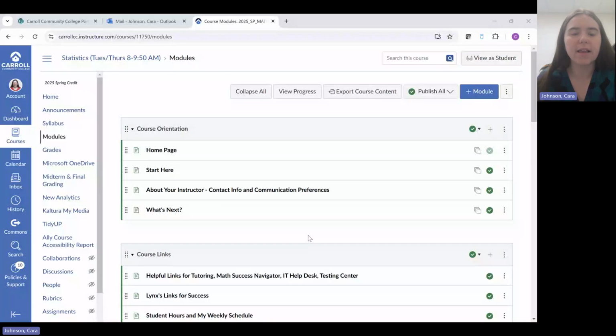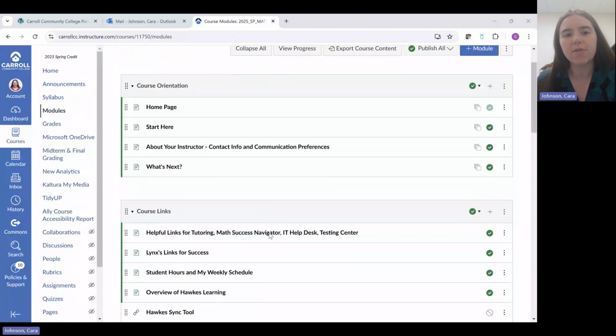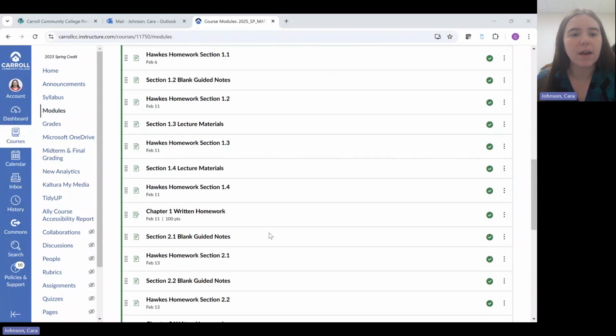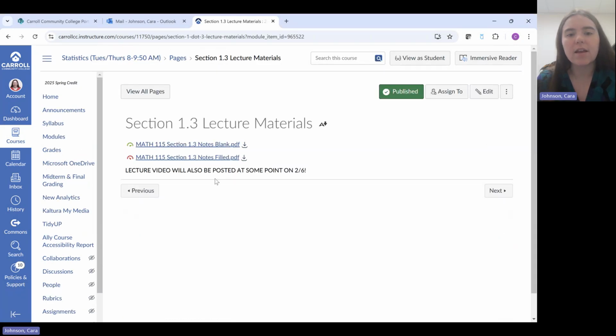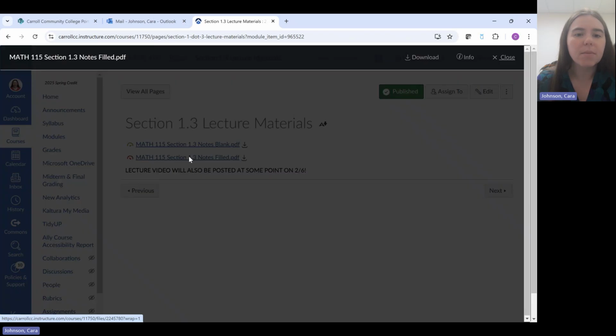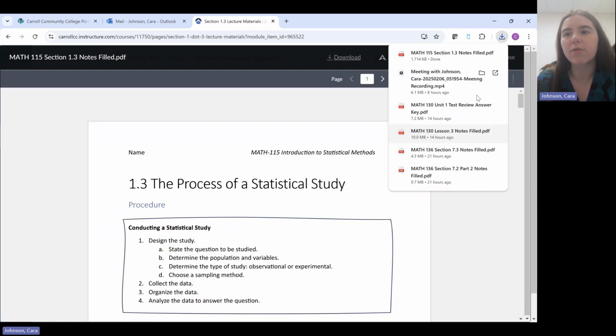Okay, so to access your guided notes, you want to go under the modules page on Canvas, and then go into section 1.3 lecture materials. And then in here, you can find the blank version and the filled in version since we didn't have class today. So I'm going to go ahead and open the filled in version, and that's what I'm going to be talking through today.